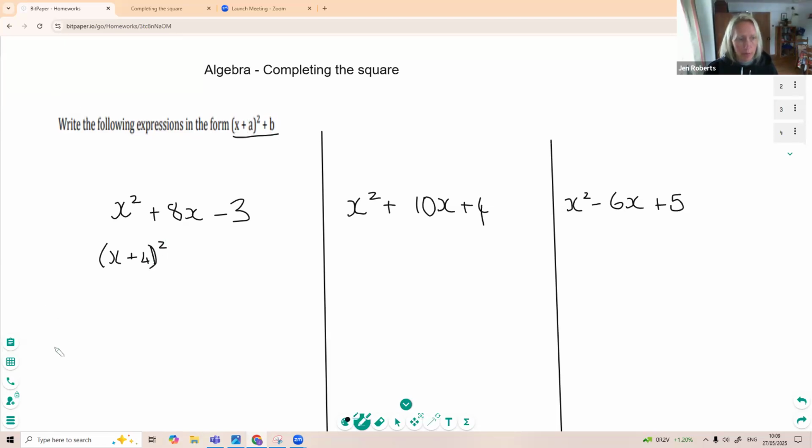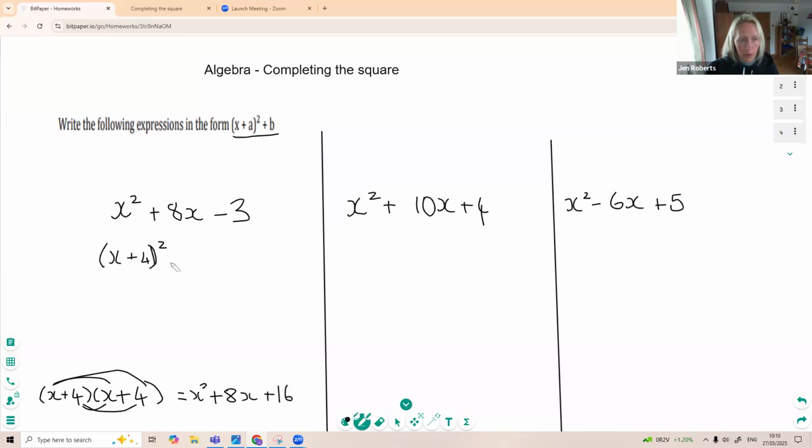So if we expanded these brackets, (x + 4)² actually means (x + 4) multiplied by (x + 4), which gives us x² plus 4x plus 4x. 4x plus 4x is 8x, plus 16.